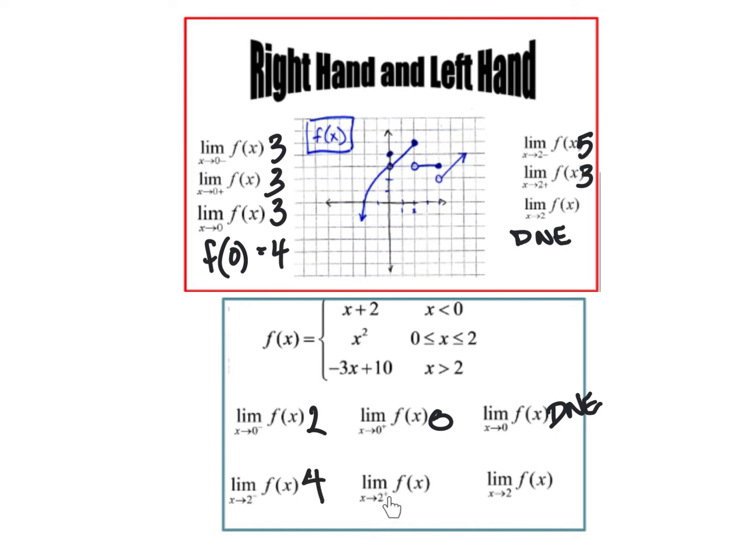And on the positive side, so above 2, we're looking at this function. And just to reiterate what we set up here, it doesn't matter what the value of the function is. So even though it's going to be an open circle, that's okay because it's what we're approaching. So if I plug 2 in here, negative 6 plus 10 is 4. So the limit is 4.